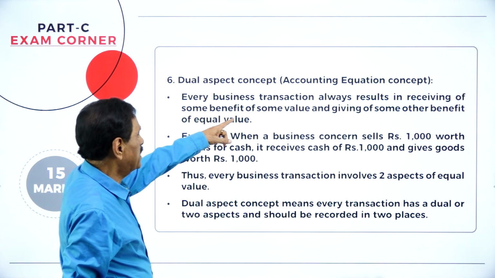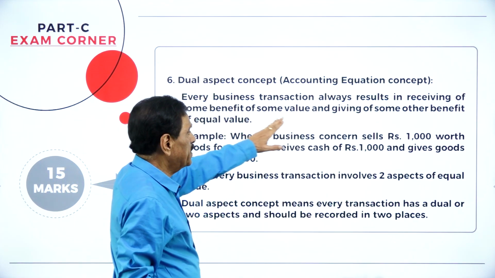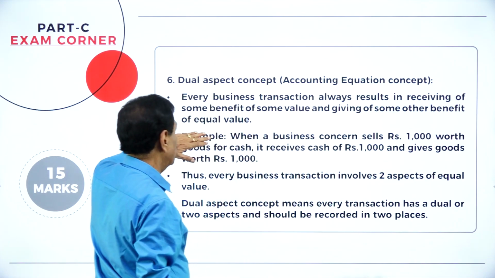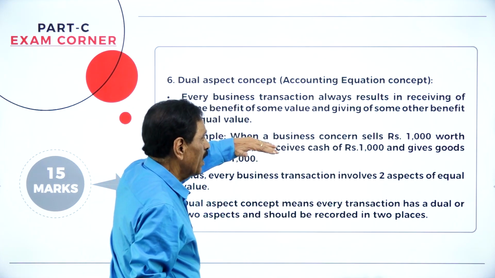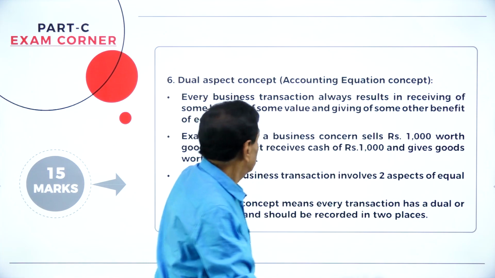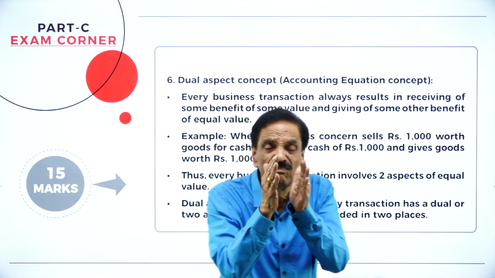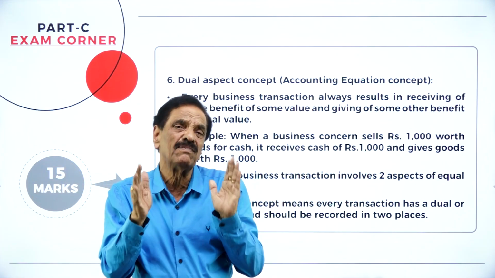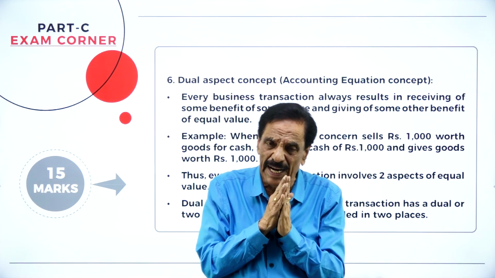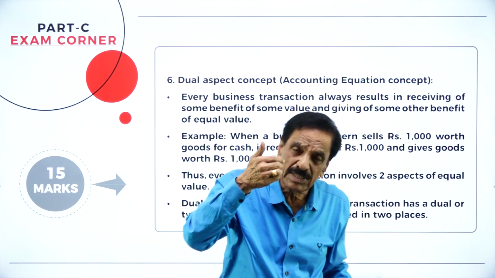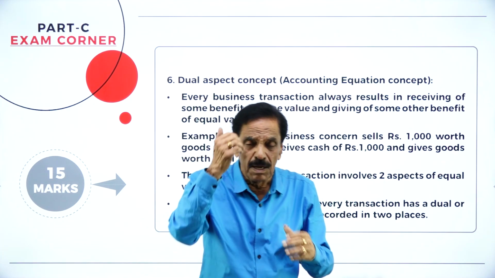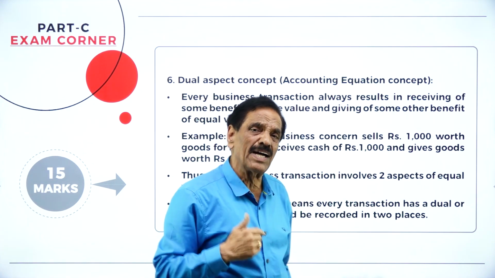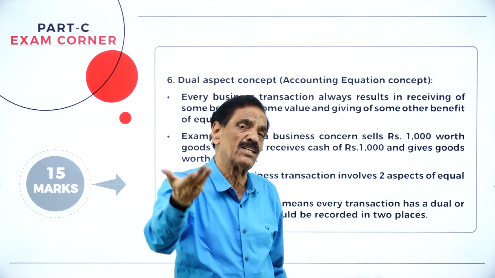Then dual aspect concept. Every business transaction always results in receiving some benefit, some value, and giving some other benefit. Here, dual concept: for every corresponding debit, there is a corresponding credit. I will give an example. If you purchase a land or a building, we are going to pass building account debit to cash account, or building account debit to bank account.